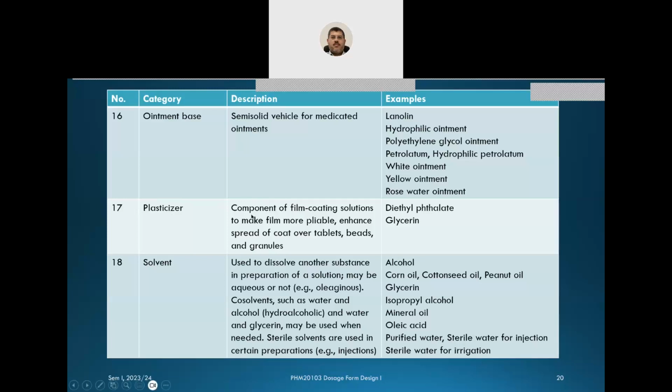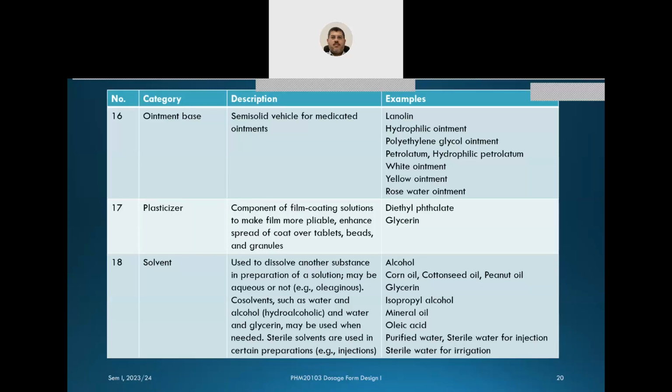Okay. So usually we add the plasticizer to the film coating materials. You want to coat tablets with a thin film of certain material. We add plasticizer to it like diethyl phthalate or glycerine. This material usually will prevent cracking of the coat upon storage and upon shipping the tablet.